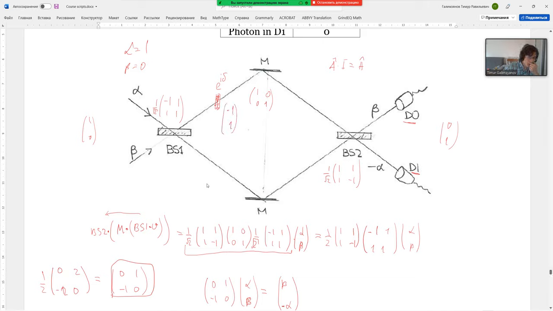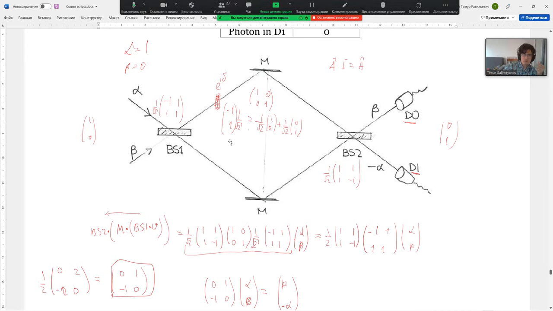So what does it mean? 1/2 square root of 2. It means that the photon is minus 1 over square root of 2, 1, 0 plus 1 over square root of 2, 0, 1. It means that the photon is in the superposition of two states. One state corresponds to the photon at the upper side of the instrument, and the other state corresponds to the photon at the lower side of the instrument.